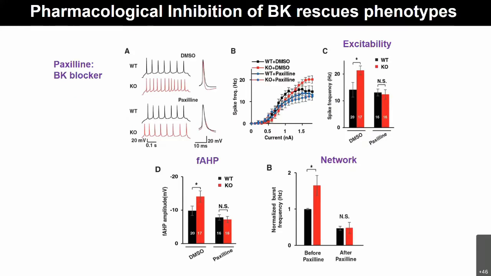All right. Having shown that, the next thing we want to show is that the BK blocker can normalize the function. It's a phenotype, yes, indeed. We show that when you apply paxilline at the appropriate dose, you're able to rescue all the phenotypes I told you about: the excitability, the fAHP, as well as the network level. Its hyperactivity is restored to the normal level.